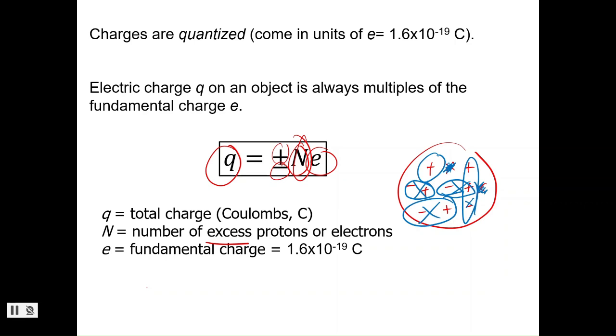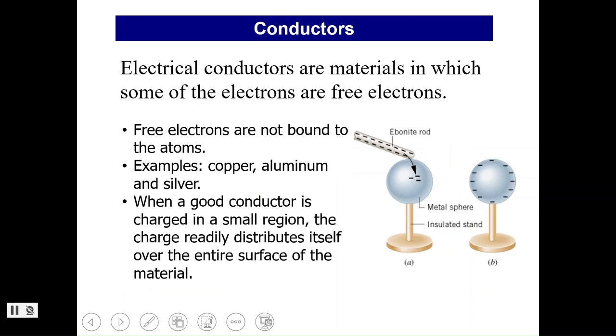So it's not the total number of protons or the total number of electrons, it's whatever's excess when you account for the fact that a positive and negative will cancel each other out. So when we're talking about materials, we will talk about conductors and insulators, which is something you might also have heard about in chemistry and have just basic experience with.